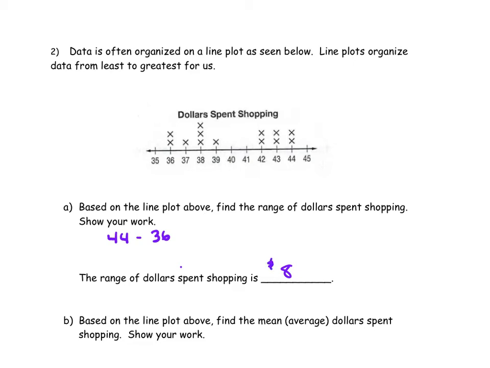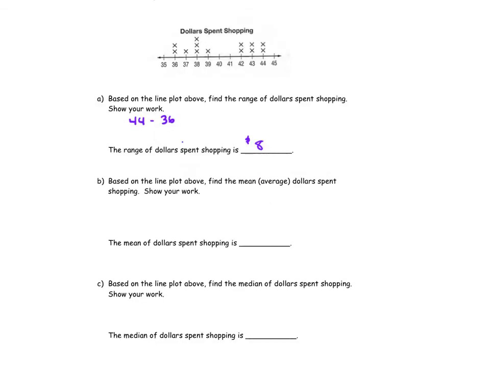So let's go to letter B. Letter B says, based on the line plot above, find the mean, which is the average, dollars spent shopping. Show your work. Just because there's a number of data items, this will be a little bit time intensive, but not terribly time intensive. We just need to use our calculator to help us. So we're going to need to find the sum, which we're going to divide by the number of data items.